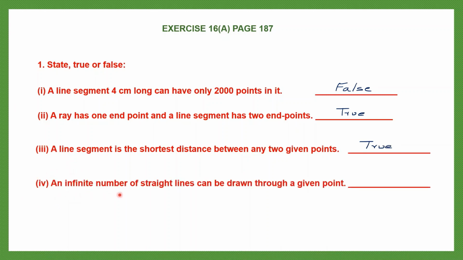Question 4. An infinite number of straight lines can be drawn through a given point. Now suppose you have one point. How many lines can you draw through it? Let's begin and see. Okay. So let's put a point here and now let's draw. Okay, we've drawn one line. We've drawn another line. We have another line. We have another line. See, we can draw many lines, isn't it? So an infinite number of lines. This statement says that an infinite number of straight lines can be drawn through a given point, and that statement is true. So let's write that as true.